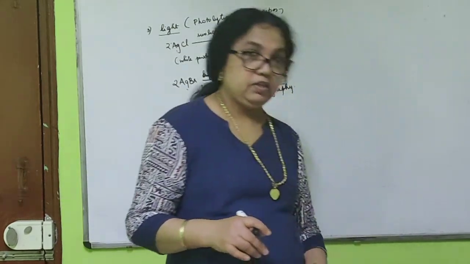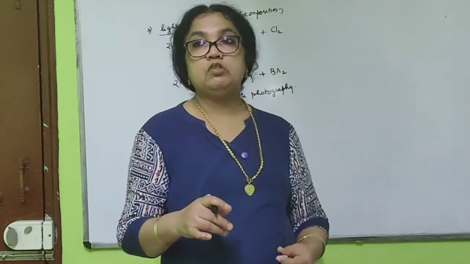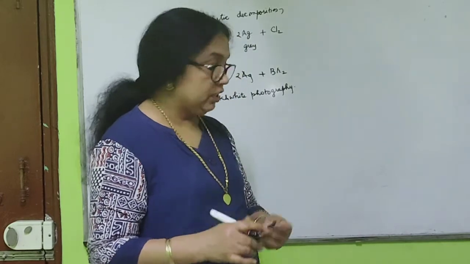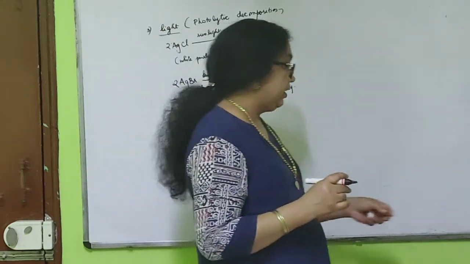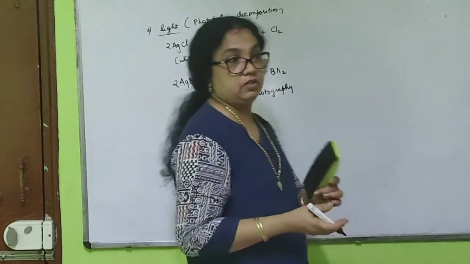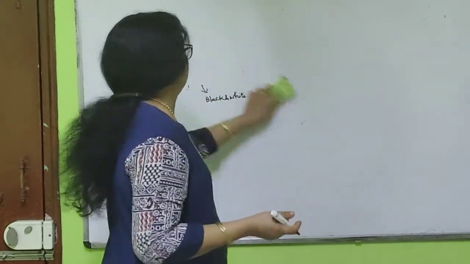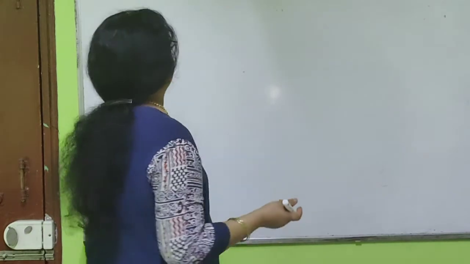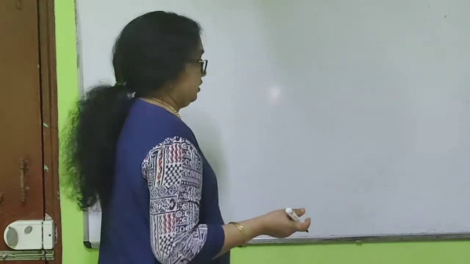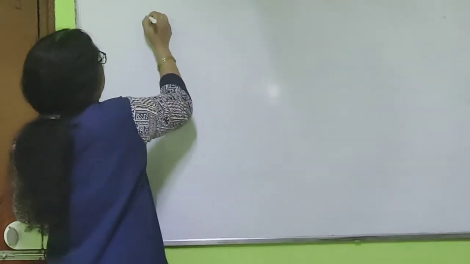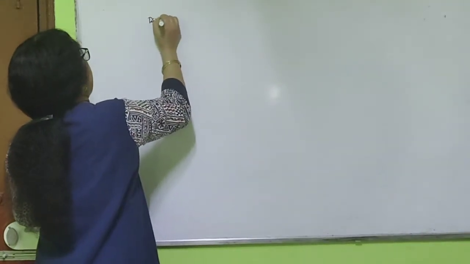Now the next one is displacement reaction. What is meant by displacement? We have now learned two types of chemical reactions: combination reactions and decomposition reactions. The third one is displacement reaction.